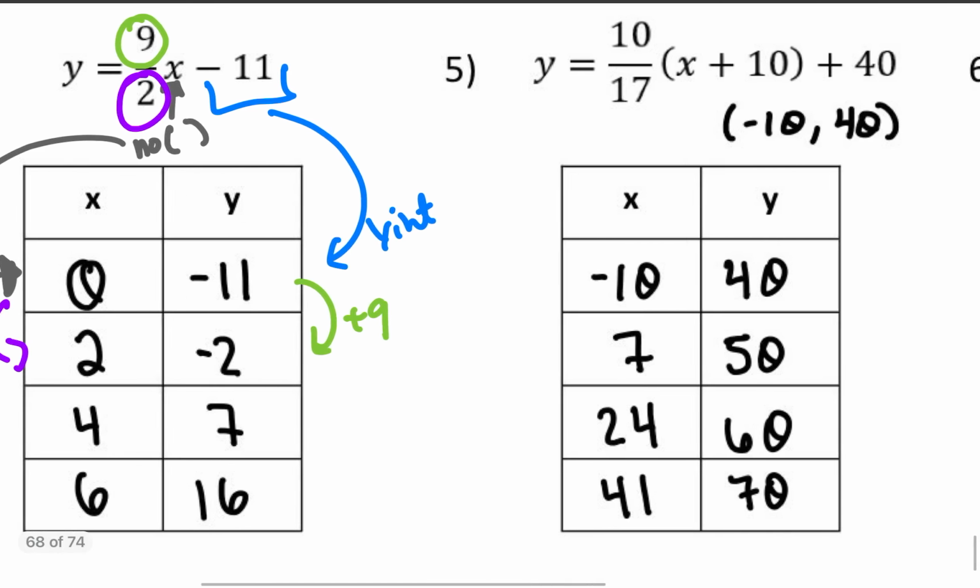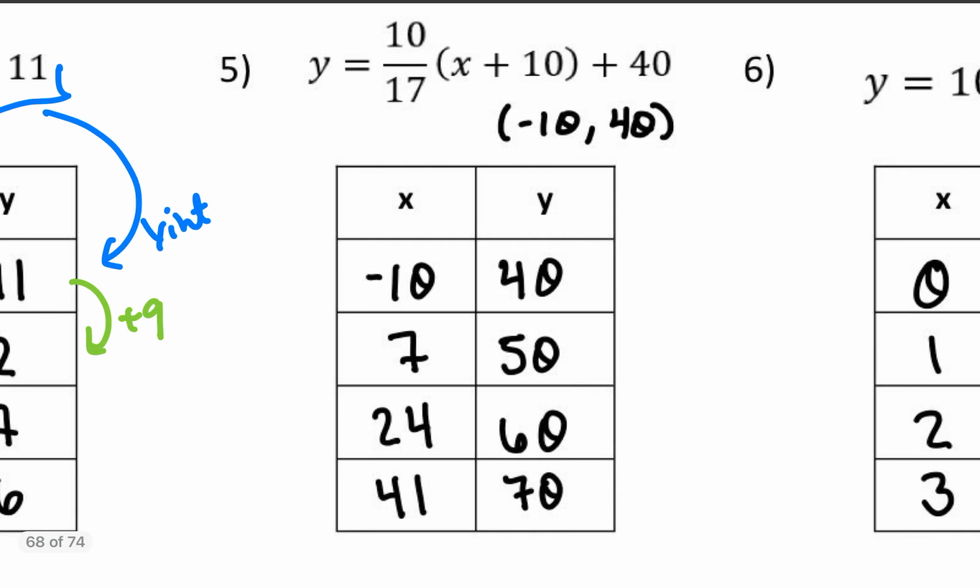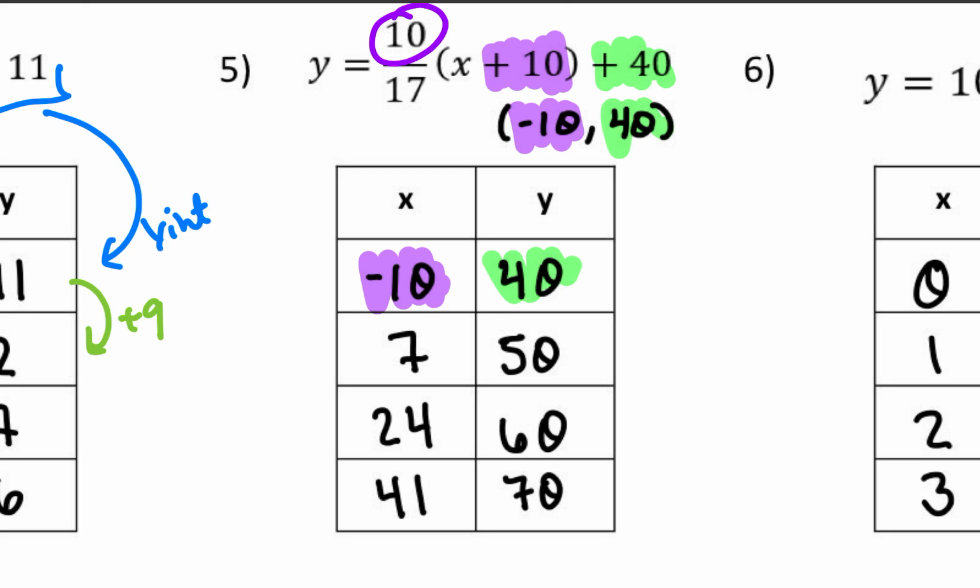Number 5, again, the number inside is the opposite, so it's going to be a negative 10 for the start point and the start of the table on the x side. The y's don't lie, so that positive 40 stays for the point and for the start of our table. The 10 at the top of my fraction is the math I do down my y side. The 17 that is on the bottom of my fraction means we add by 17 down the x side.